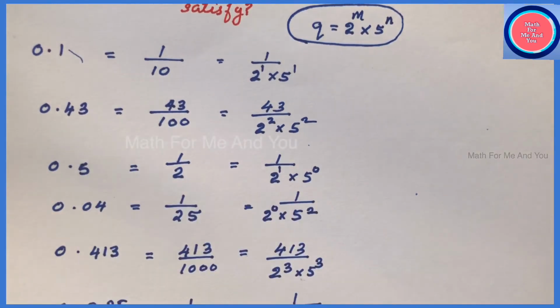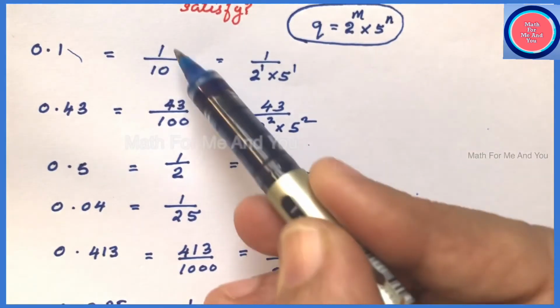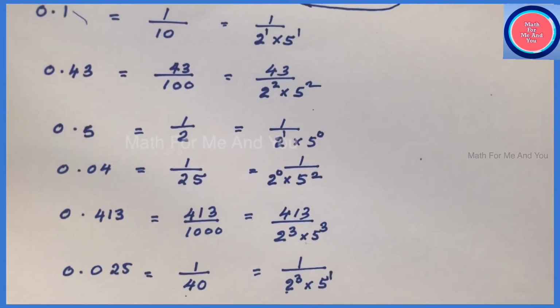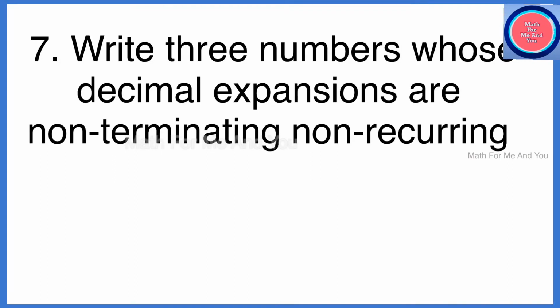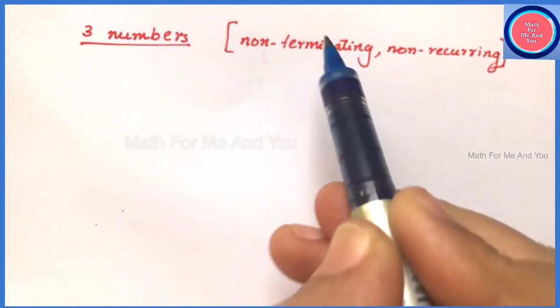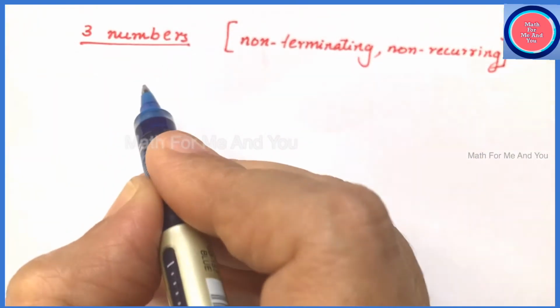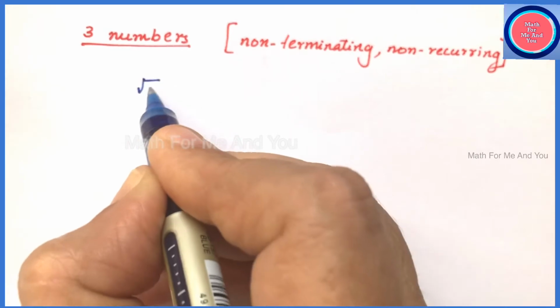These are terminating decimals and their p by q form, with p and q having no common factor other than 1. Question number 7. Write 3 numbers whose decimal expansions are non-terminating, non-recurring. So we need to write 3 numbers non-terminating, non-recurring.